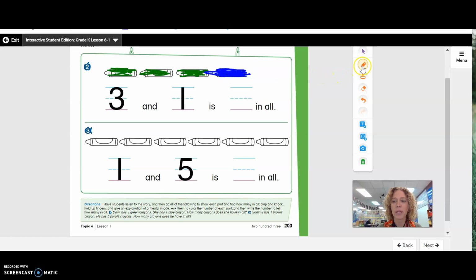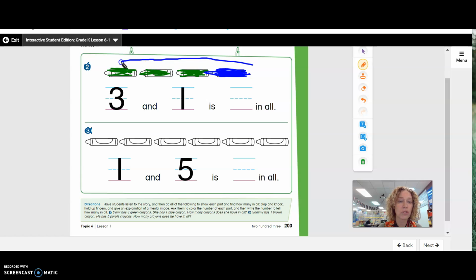All right, now let's take a look. So we have how many green? Let's count. 1, 2, 3. So there's 3, and how many blue? 1, and there's a 1. 3 and 1 is how many all together?